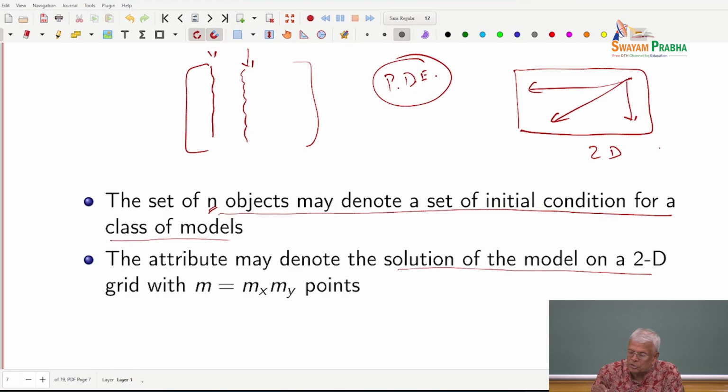The solution space is a 2D structure. In this 2D structure, I'm trying to solve this partial differential equation by applying a grid in here.